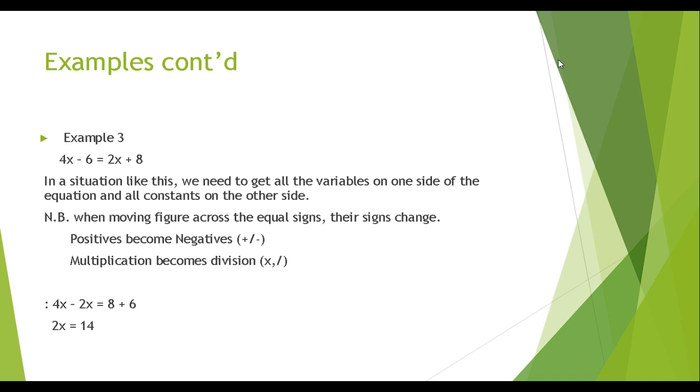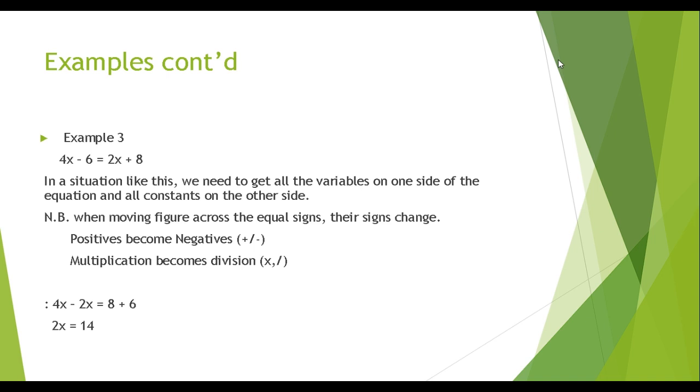But please note that whenever you move figures across the equal sign, their sign changes. Okay? So whatever was positive becomes negative. Whatever was operating under multiplication will now operate under division. Alright, the equation is going to look like this now.